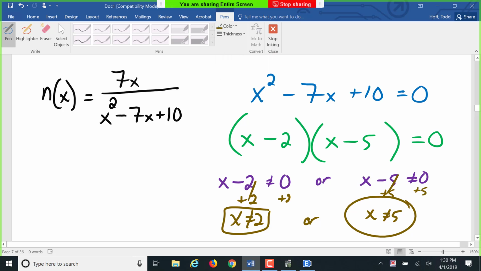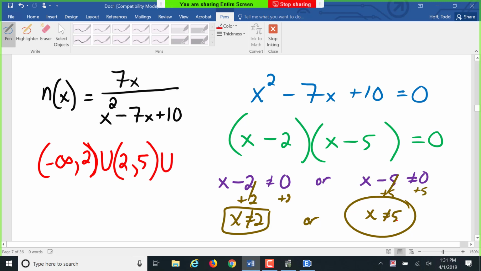Well, it can be any value of x other than those. So it's going to start at negative infinity. The smaller one is 2, so it has to stop at 2. So we use that round bracket to exclude the 2. We're going to start at 2 on the other side again, still using the round bracket to exclude the 2. Then we'll go up to 5, using the round bracket to exclude the 5, a union with, it can then go from that 5 up to positive infinity. Again, using the round bracket to exclude the 5.